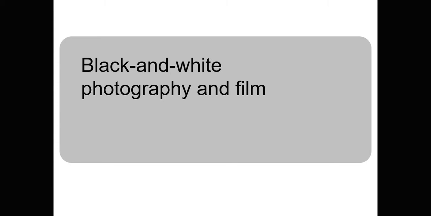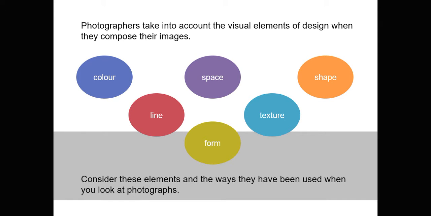Alright, so we're going to be looking at black and white photography and film, seeing how we can see lots of different elements to be able to make effects of everything. So we're making sure that our photographers can take into account colour, line, space, form, texture and shape. And all of these are considered when they look at photographs. So all the photographs you see, everything has been thought about.